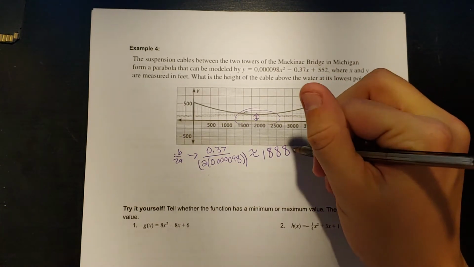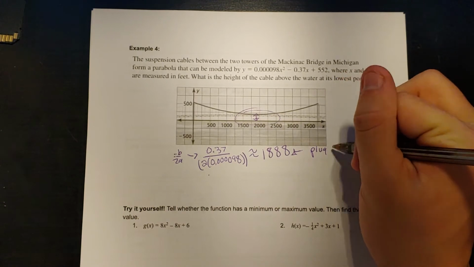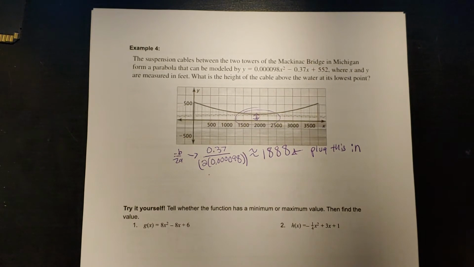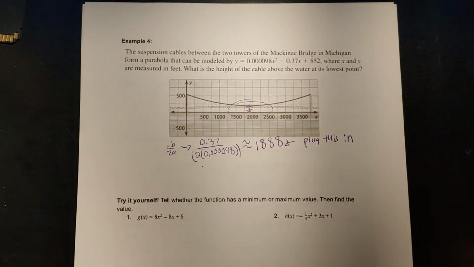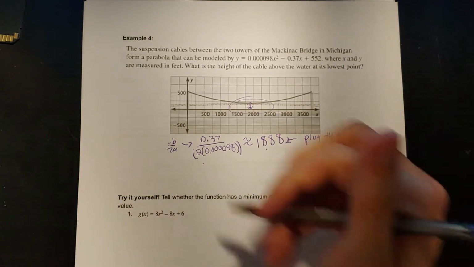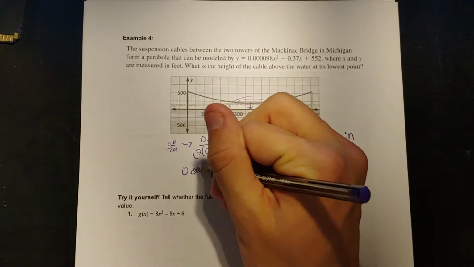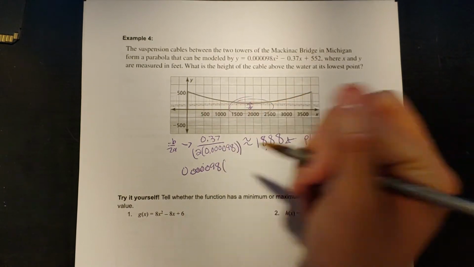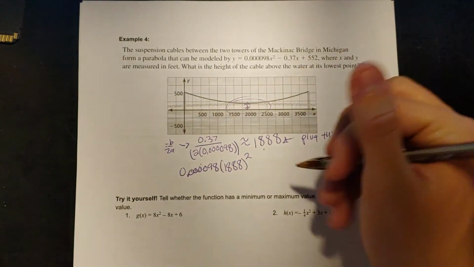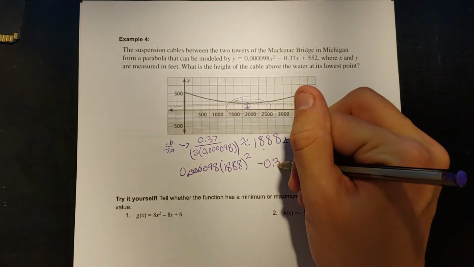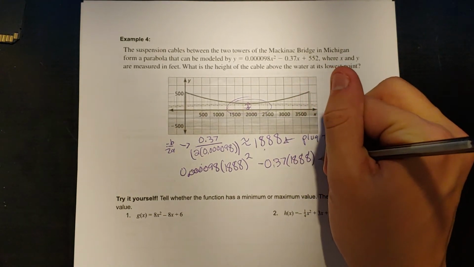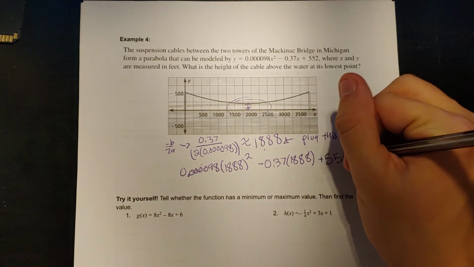All right, so now we need to plug this back into our equation. So it becomes 0.000098 times 1888 squared, minus 0.37 times the 1888. And then it's going to be plus 552.